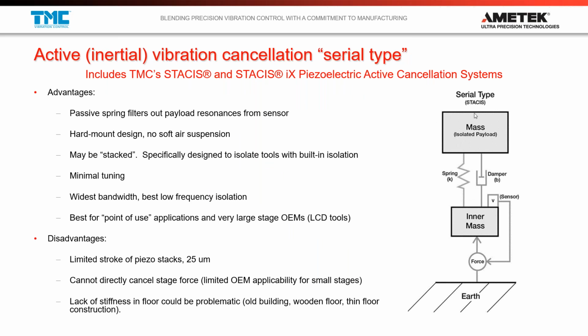So say I have something going back and forth and moving a lot on the payload here. That motion is going to get filtered out by this spring. But there's no actuator between the inner mass or the floor or anything acting on the payload to actually try to work against that. And so payload noise is not canceled by serial type systems, but that's by design because you're not trying to cancel that payload noise. You're free to focus on canceling only floor noise, which is what makes them ideal for floor vibration cancellation.